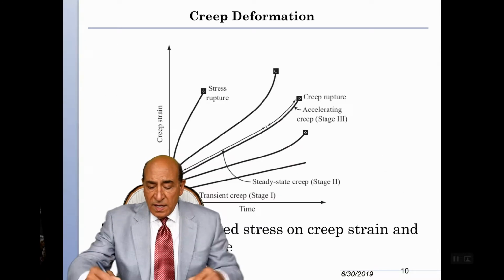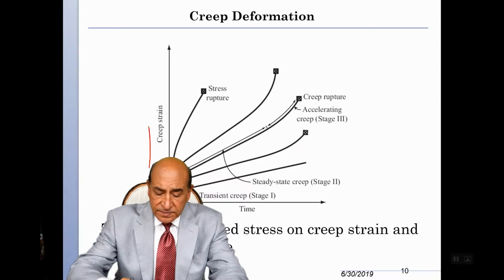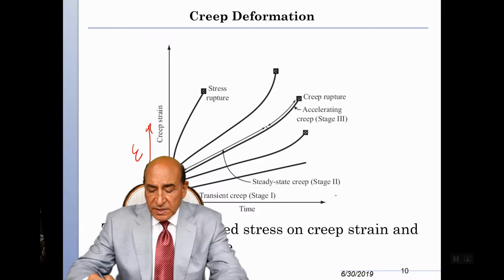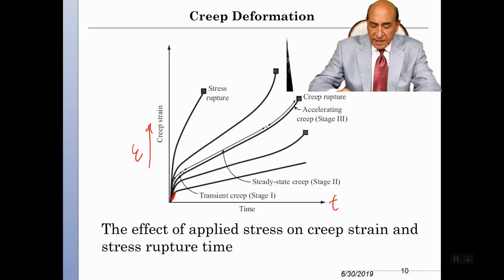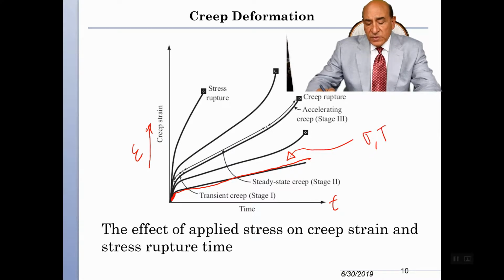So, looking at epsilon on the vertical and the time on the horizontal, and given that we have a specific value of stress and temperature, we would get a rate of deformation that is shown here in the red curve. Suppose that we fix the temperature, and we just increase the stress and repeat the experiment. What's going to happen in this case?